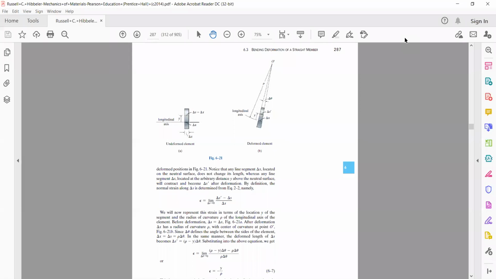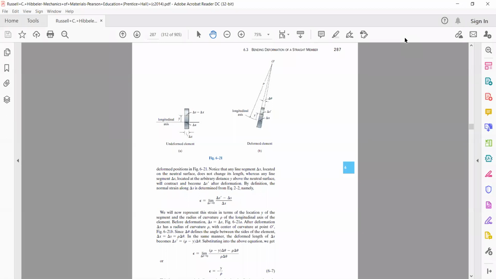In today's class, we'll continue with the deflection of the beams. Before we go ahead in understanding the deflection of the beams, let's recall what we have done till now. We'll also try to brush up a few concepts that we have done previously.